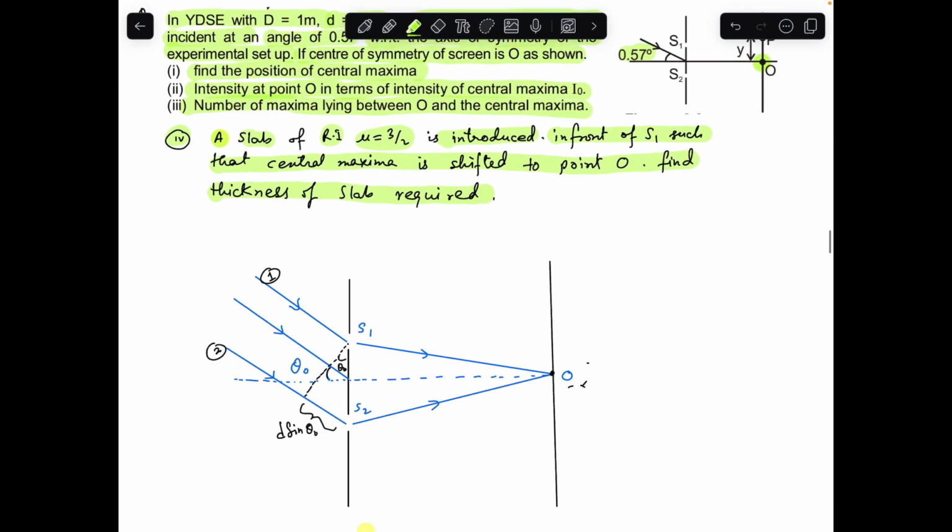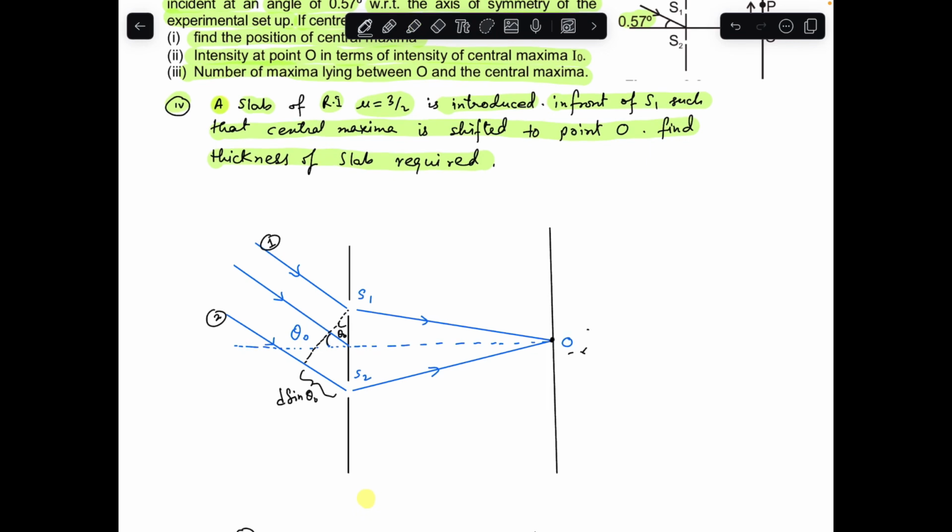So before solving this question, I just want to tell you that if there are two light rays, as you can see here, there are two light rays 1 and 2, correct? So if these two light rays are meeting at O, so this point is O, then there will be some path difference. So what will be that path difference? If this angle is theta naught, this angle will be theta naught. So path difference will be d sine theta naught, correct? So this is the path difference.